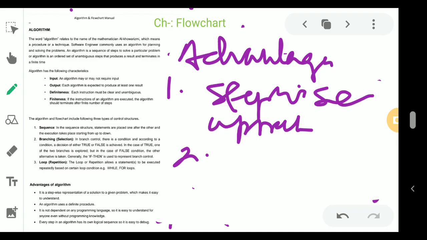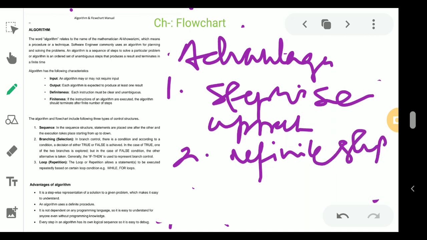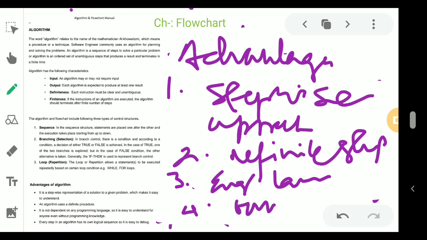Number 2, it uses a definite procedure, which is definite step by step. Number 3, it does not depend on any programming language. We are using simple English language. And number 4, every step has its own logic.